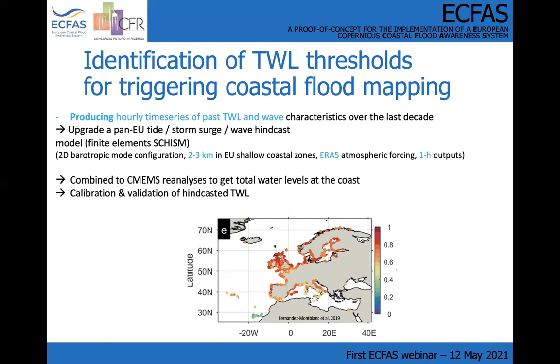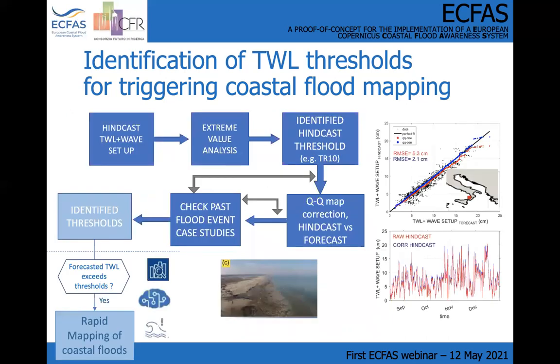We are combining this hindcast with CMEMS reanalysis to get the total water level at the coast, and including the mean sea level that is induced by ocean circulation. And we are calibrating and validating also the hindcasted total water level. From that, we will develop the thresholds. So this is an activity that is for the future activities of ECFAS.